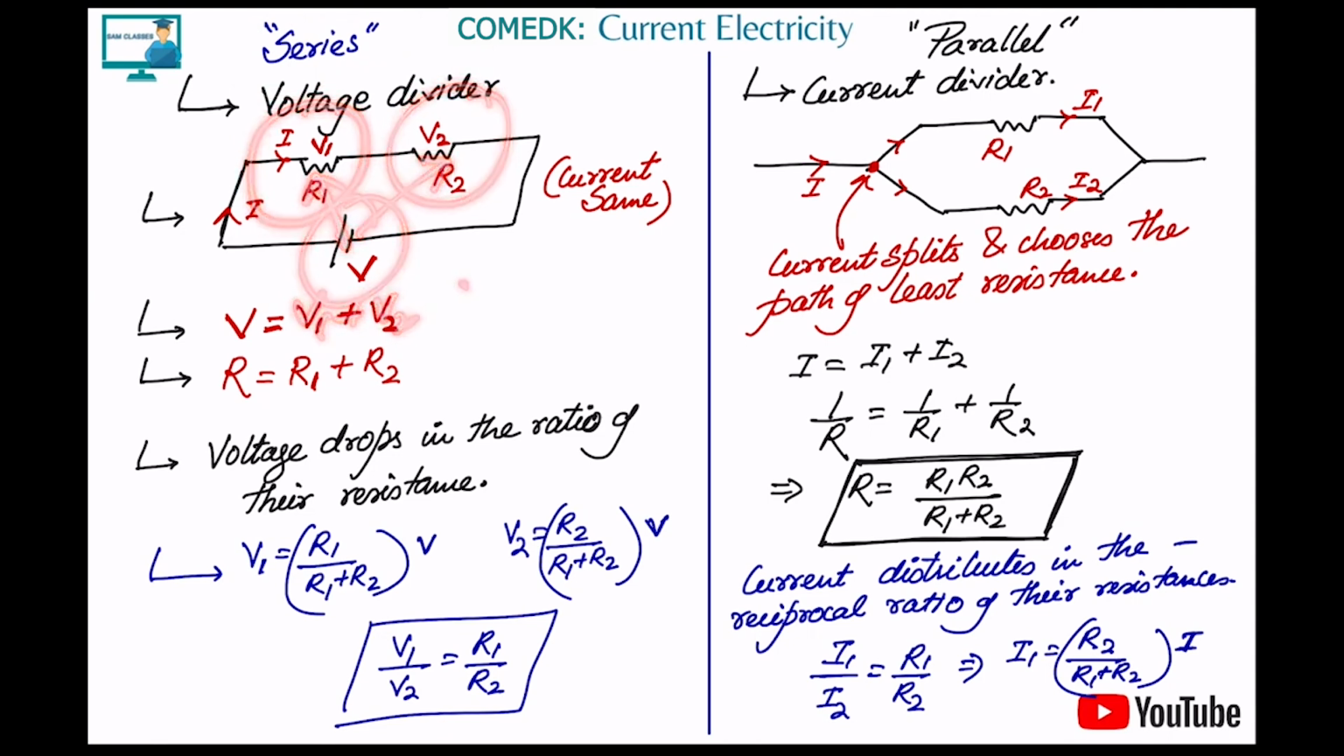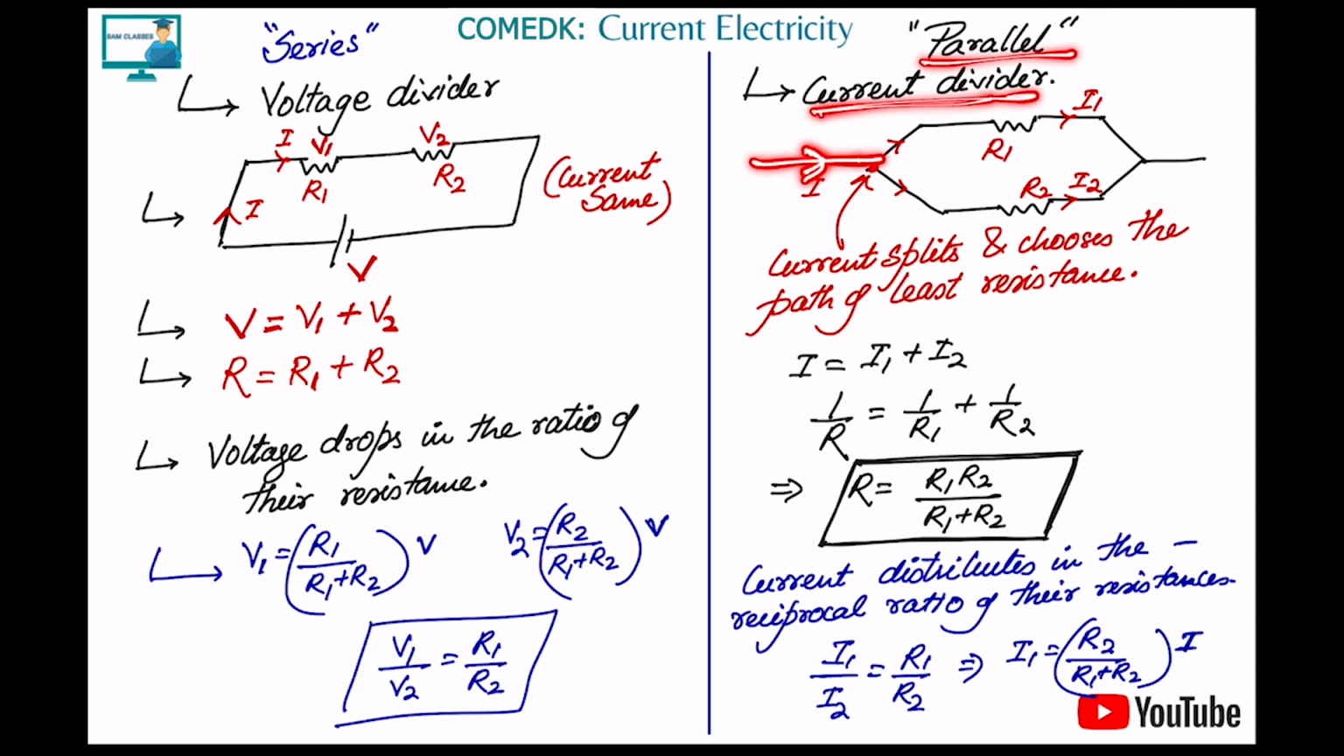Now in series, what remains the same? Current. Since only a one-way path is there, where can the current go? So current remains the same, students. Okay, very important. So it is also known as a voltage divider circuit. So series is known as voltage divider. Parallel connection, what happens? It is a current divider. See, this current here, one part.